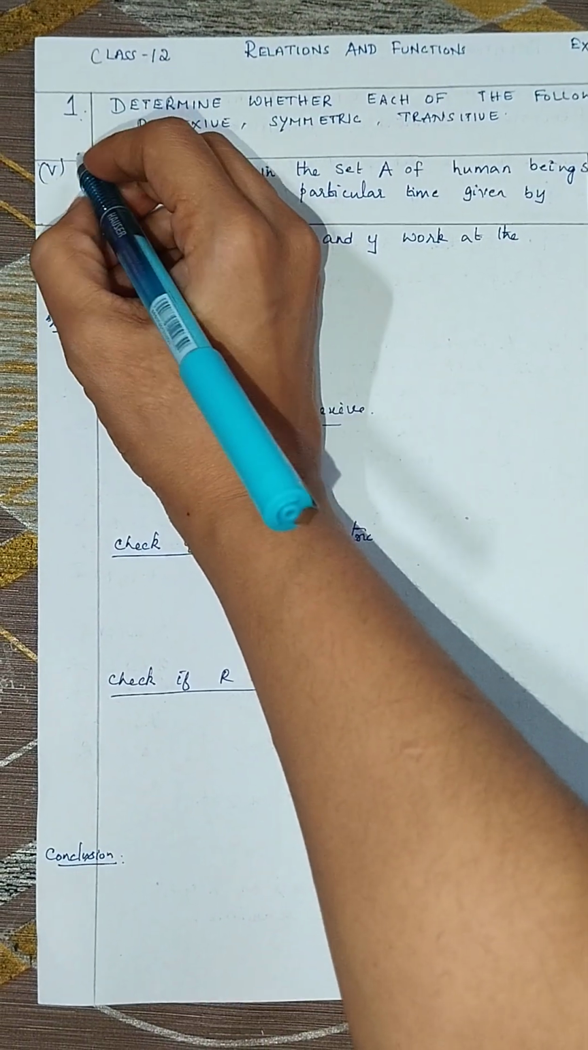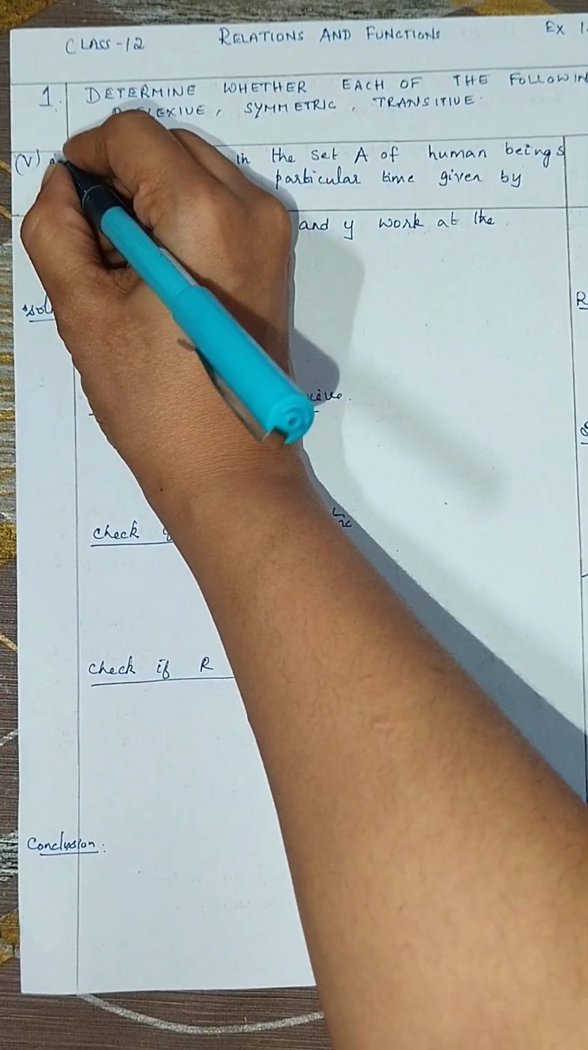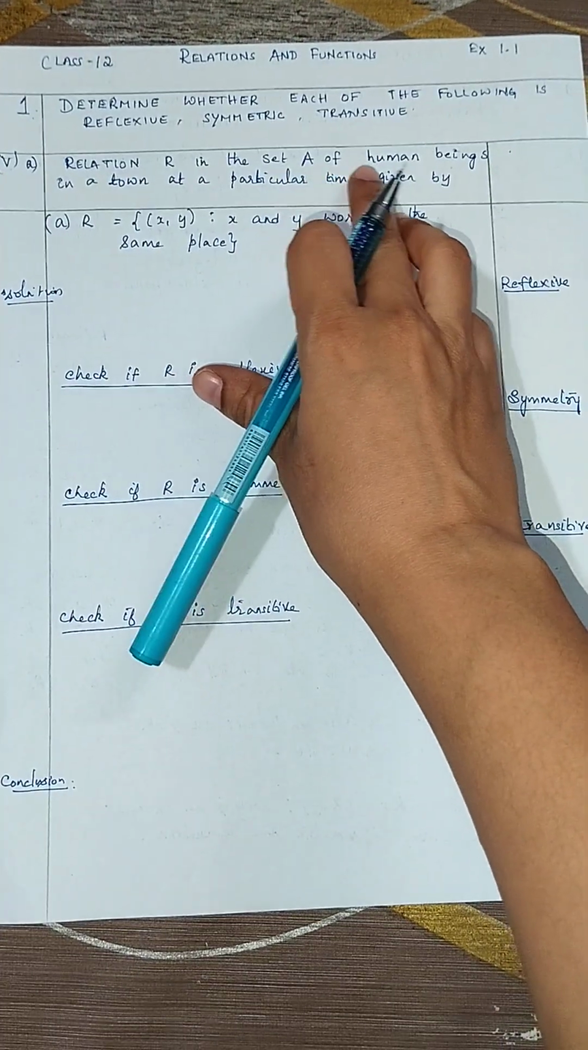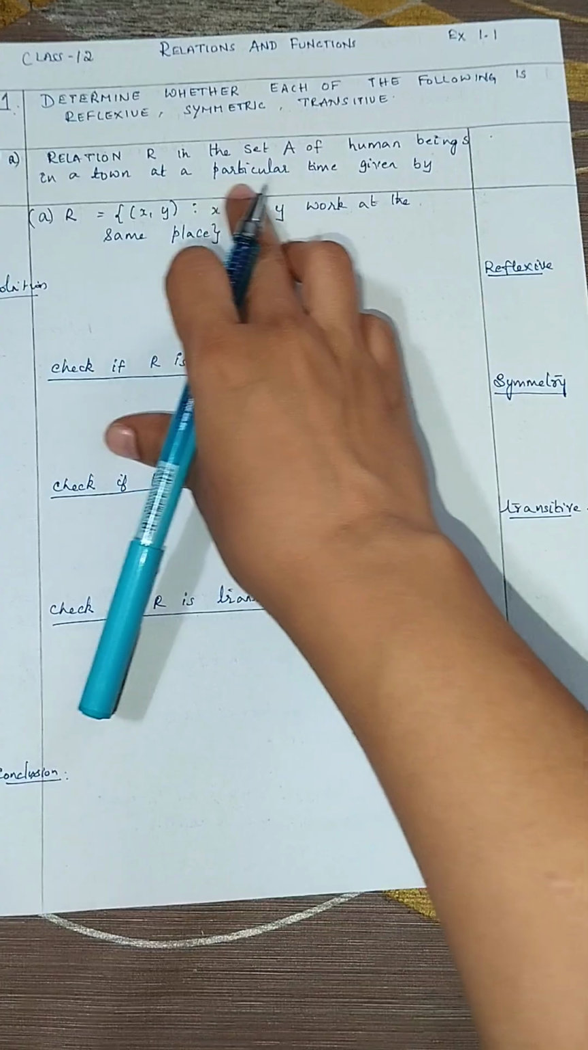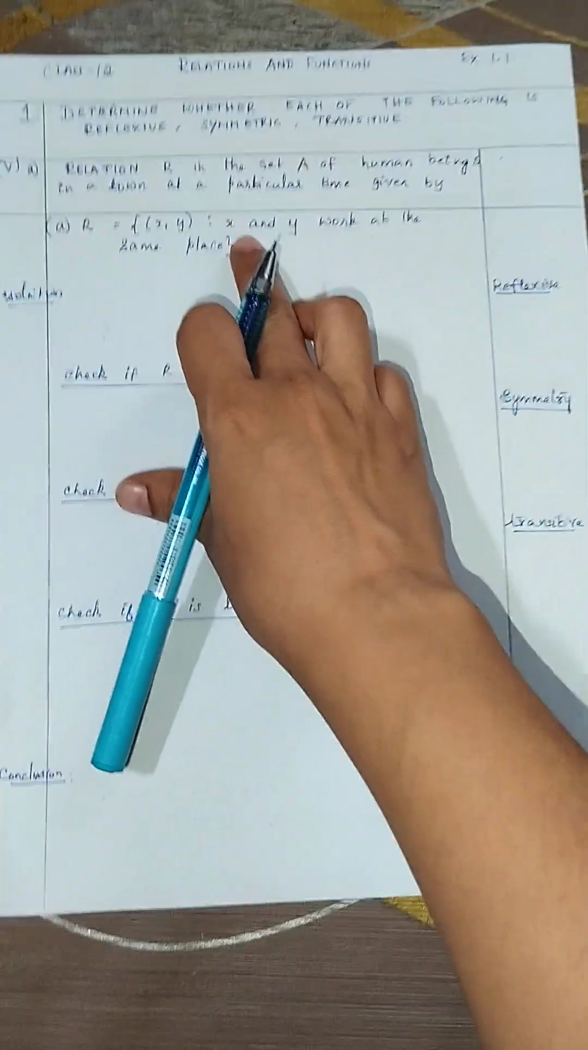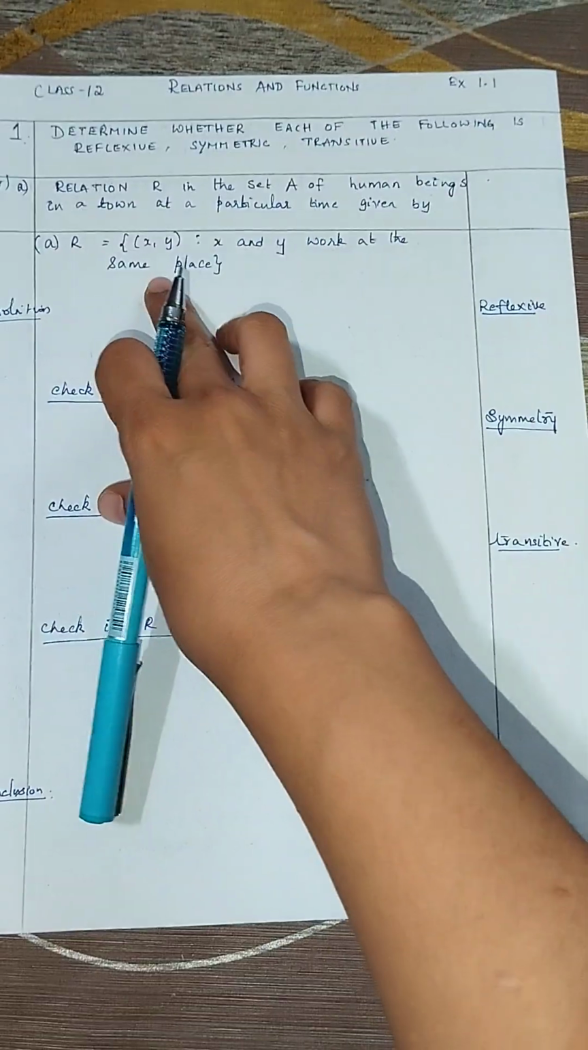and fifth sub-question. In that, it is A. Relation R in the set A of human beings in a town at a particular time is given by R equals {(x, y): x and y work at the same place}.